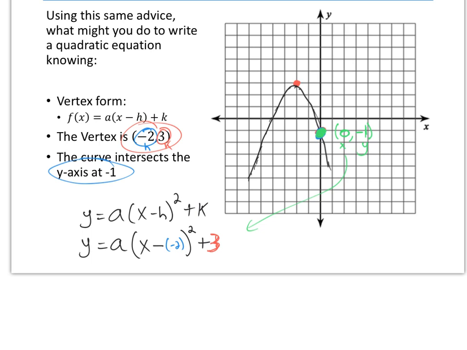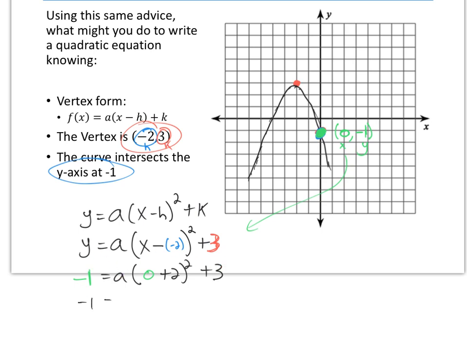So instead of y, we know that y is -1 equals a, which we're finding, and we know the x value is 0. So 0 minus, we've got this double negative there, so it's really 0 minus -2 or 0 plus 2. 0 plus 2 squared plus 3. So all I've done here is I've taken another point that I know, in this case it's the y-intercept, and I've substituted it for the x and the y value and rewrote it.